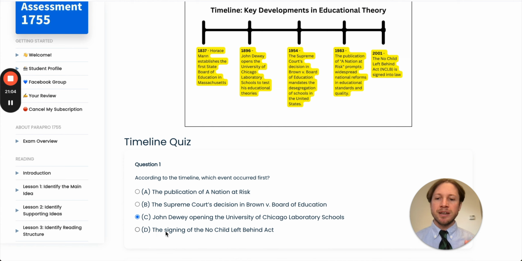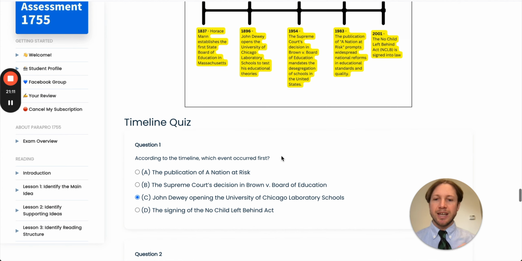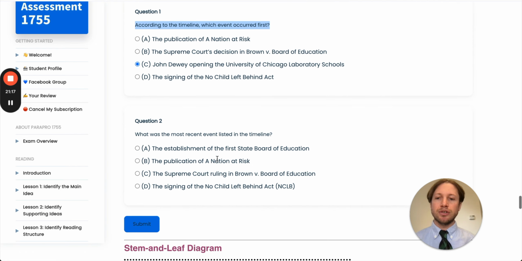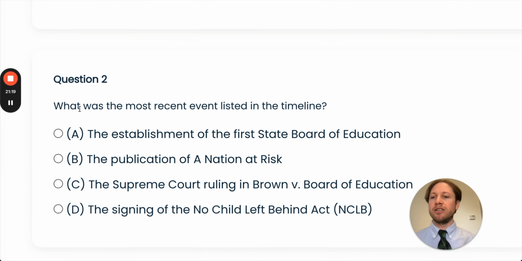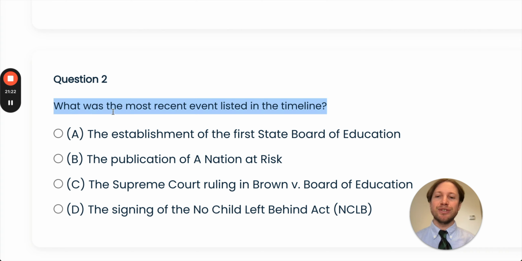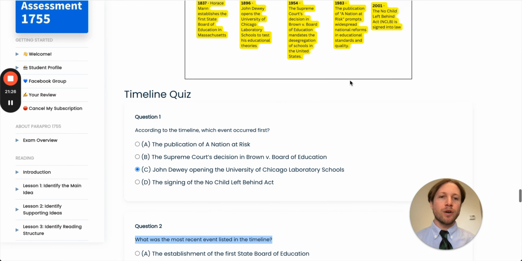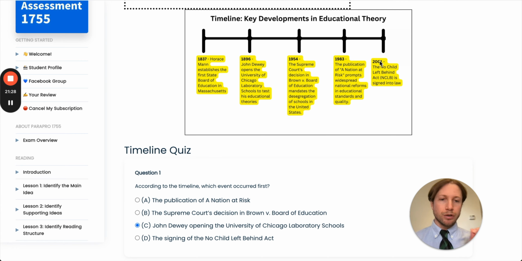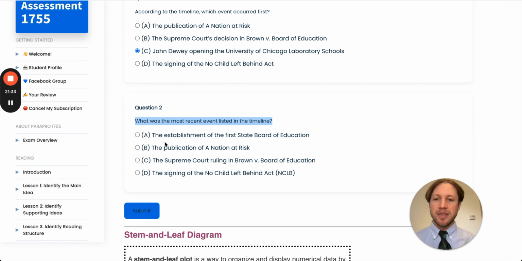And then letter D, the signing of the No Child Left Behind, that was in 2001, so we're going to keep this at letter C, because what they want is the first or the oldest event that occurred. So let's go on down to question number 2 and read it. What was the most recent event listed in the timeline? Well, I know that from all of them, the most recent was the No Child Left Behind Act. So let's see if that is, and it is, that is in the answer options.